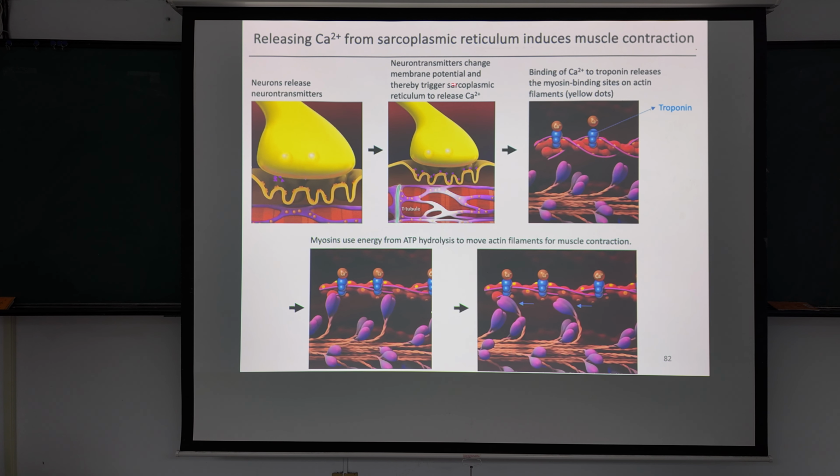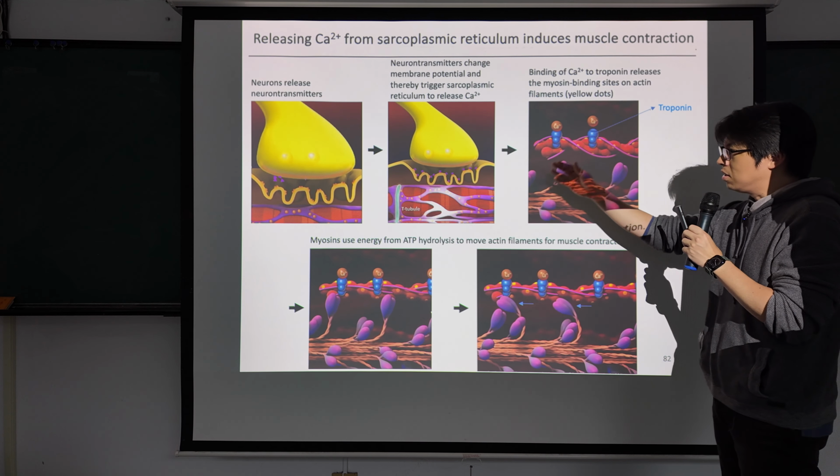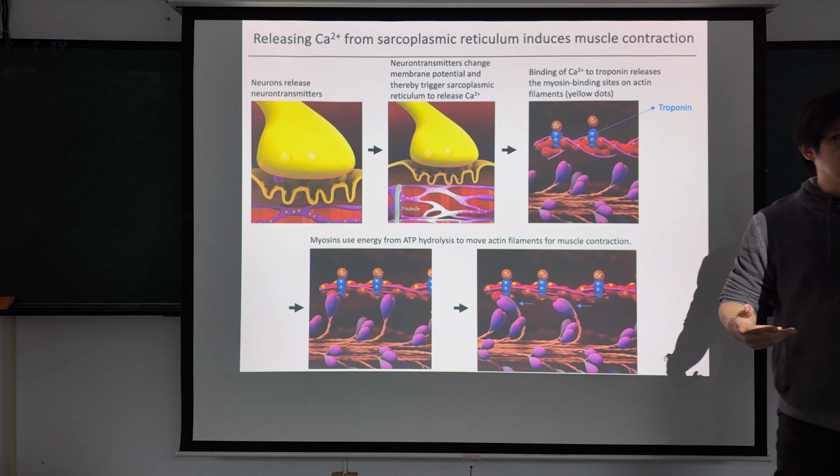There is a lot of calcium stored inside the sarcoplasmic reticulum, which is the special organelle in the muscle cell. Then the neurotransmitter will tell the sarcoplasmic reticulum to release the calcium to the cytosol. The calcium will bind to troponin on those filaments, which will change its conformation and release the binding site. Then the myosin can bind those binding sites and start the muscle contraction.